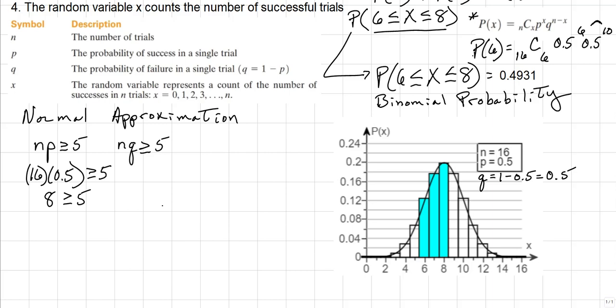So I'm halfway there. So let's go ahead and do n times q, which in this case, since p is 0.5 and q is also 0.5, we're actually going to end up with the exact same answer. We'll have 16 times 0.5, and we need to confirm that is greater than or equal to 5. And in fact, 8 is greater than or equal to 5, so we can use the normal.